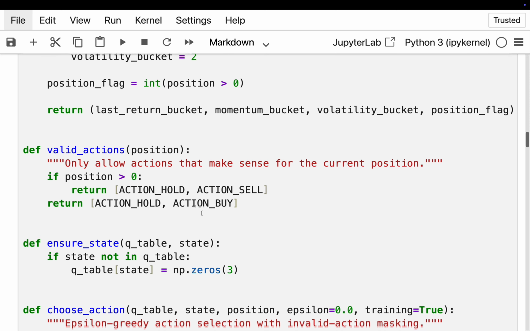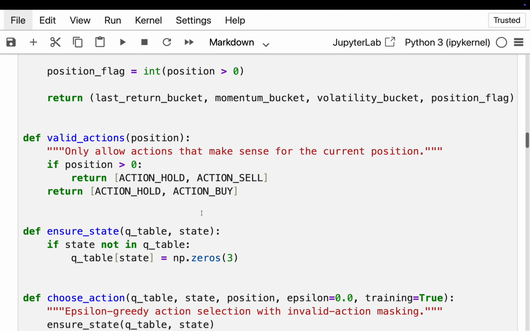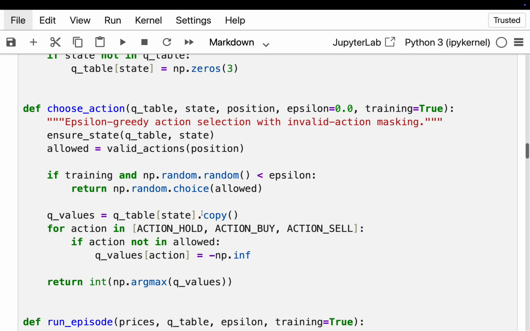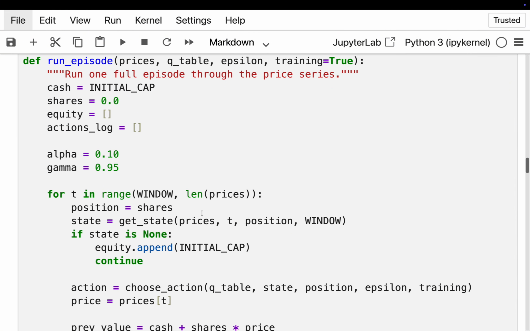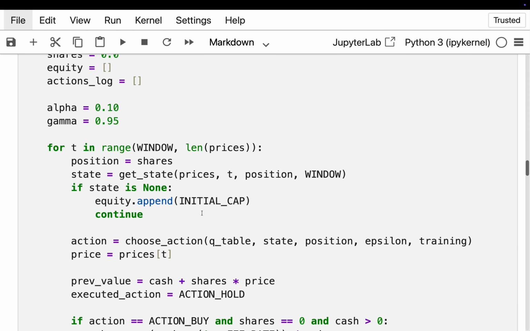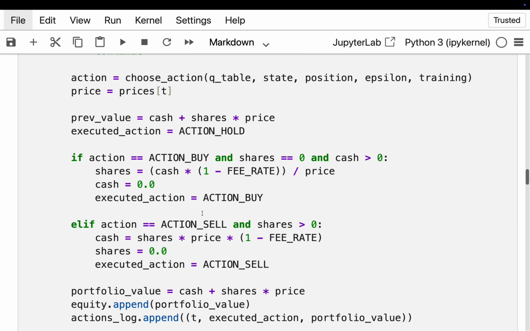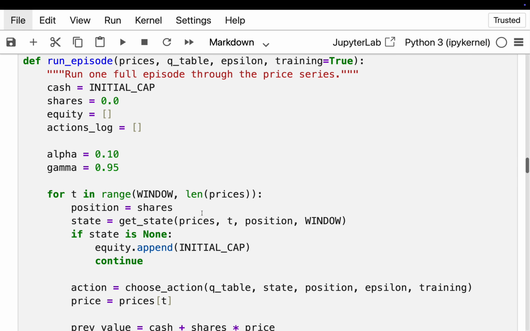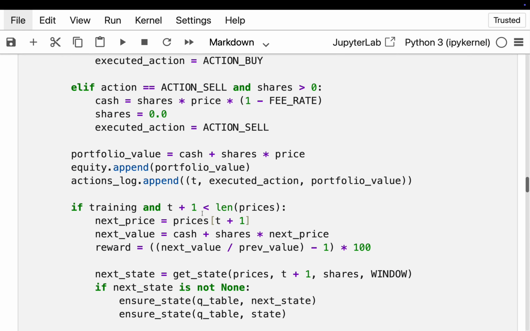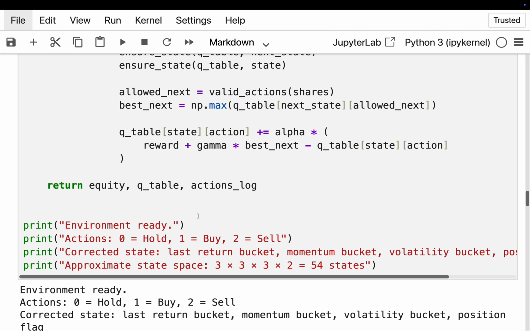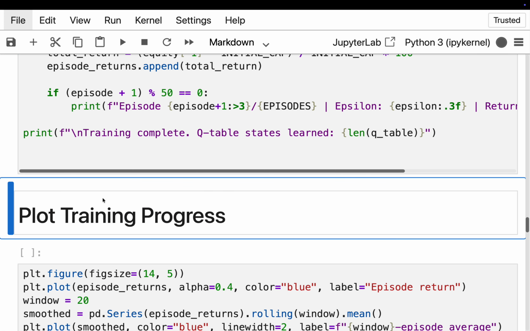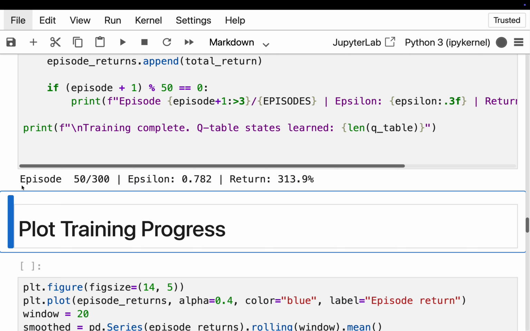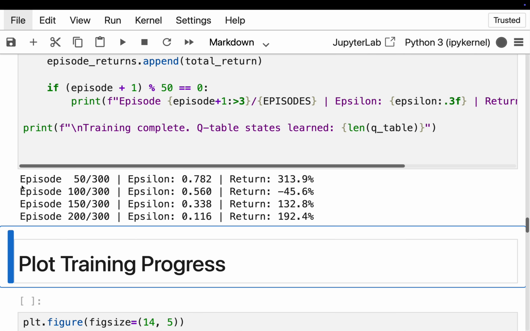Then the Q learning loop. The agent runs through the full training data 300 times. Each run is called an episode. At the start, epsilon is close to 1, meaning it acts almost randomly. By episode 225, epsilon hits its minimum of 2%. The agent has stopped experimenting and committed to a strategy. After 300 episodes, the Q table has learned all 54 states.